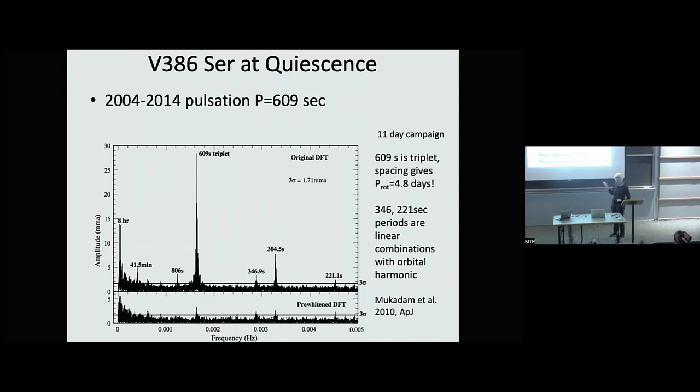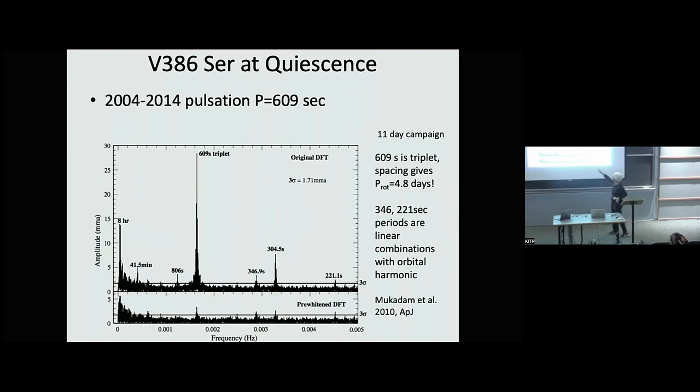The third example that I want to show is V386 Ser. Again, we followed this object for a long time, 10 years before its outburst in 2019. It has a very stable pulsation period at 609 seconds. Anjum had an 11-day international campaign on this object, got a lot of data put together, found out that the 609-second pulse is actually a triplet, as JJ pointed out, and the spacing revealed a period of 4.8 days. So this is more typical of a normal white dwarf.